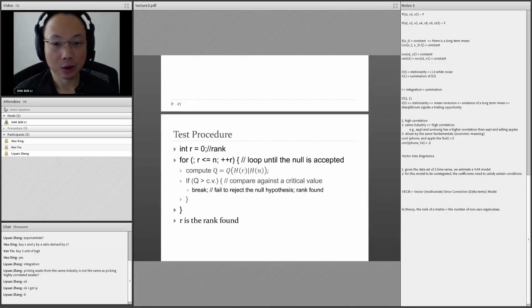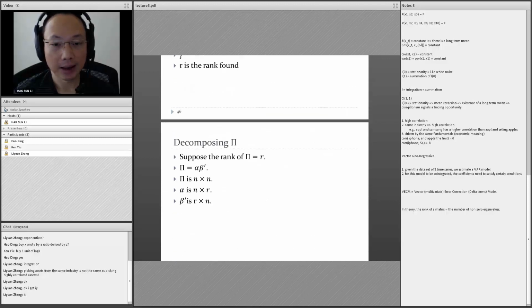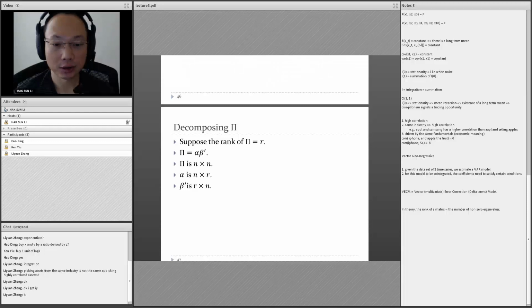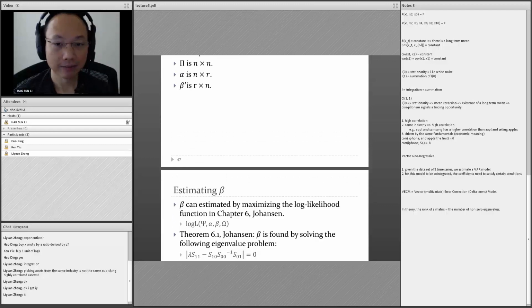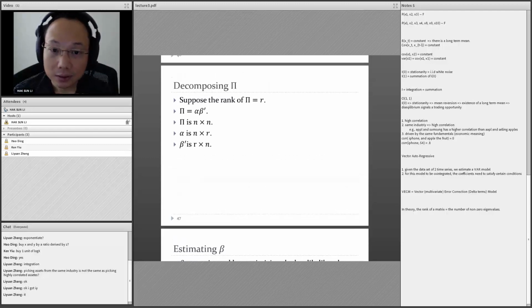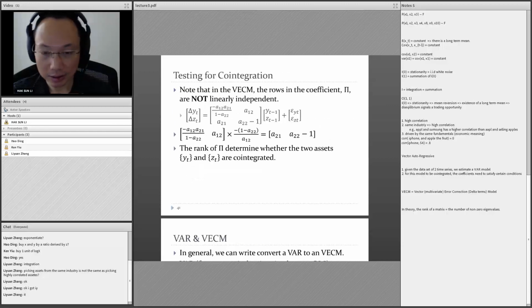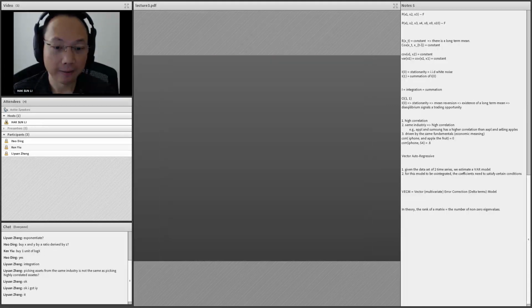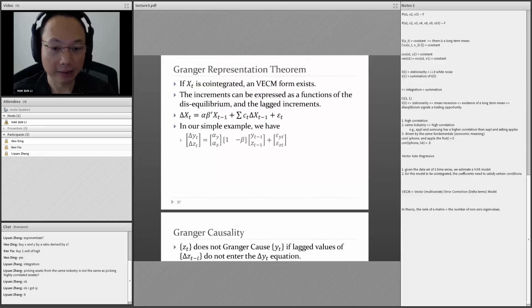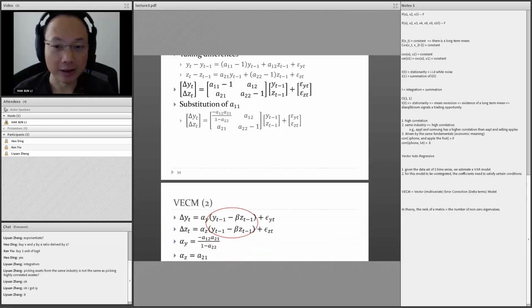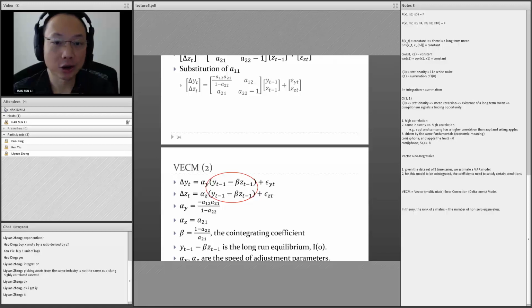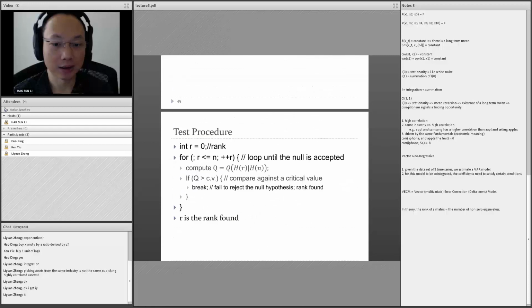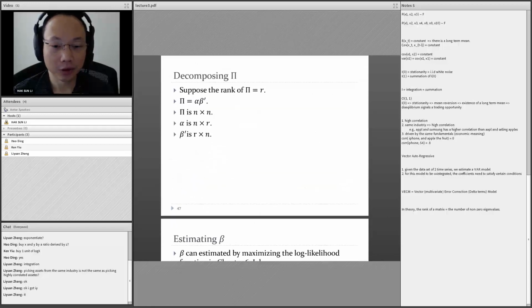After we determine the rank, we can decompose pi into alpha and beta, and alpha and beta determine the co-integrating relationship as we just discussed. So how exactly do we do this decomposition? In this very simple VAR model, given these matrices, we can identify alpha and beta easily. But in general, things are not like this. Given the pi matrix, we can't just decompose it into a product like this. It's not feasible in general.